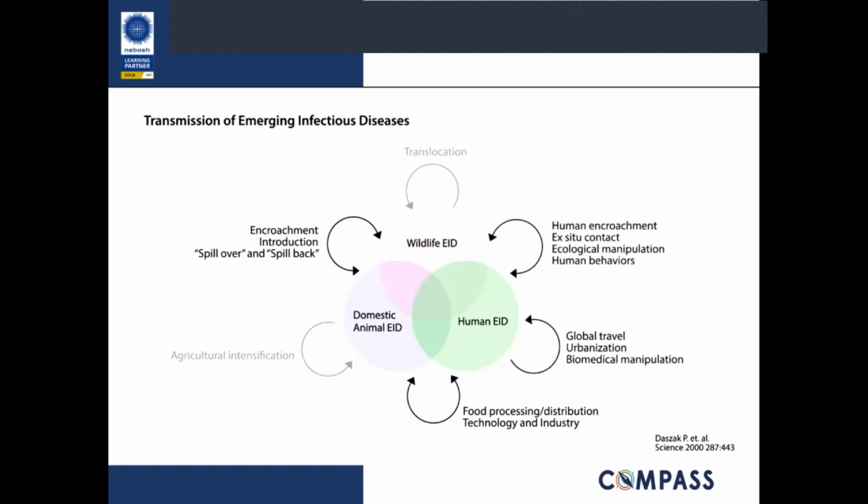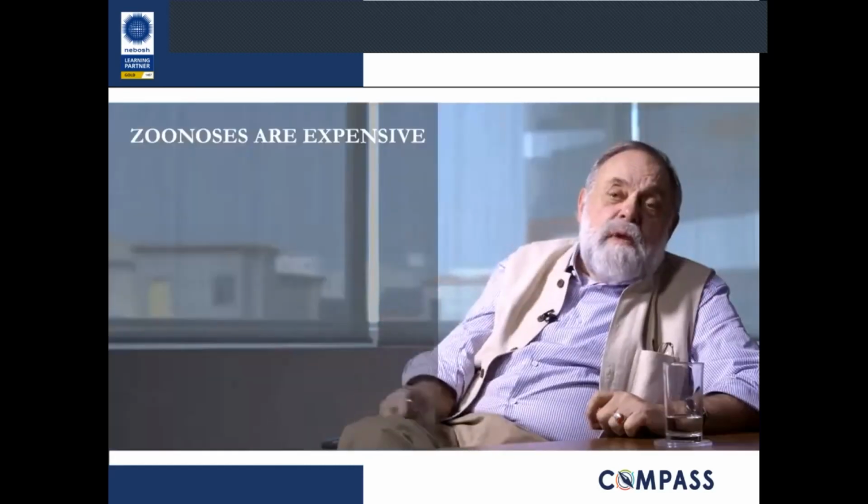So we have to break a number of these links between wildlife and domestic animals, between domestic animals and humans, and even between humans and wildlife. And so a lot of the strategies that have been developed to control zoonoses have focused on this type of diagram that we see here. All or most of the new and re-emerging diseases, not all, will in fact be related to zoonoses. So zoonoses are clearly very, very important and extremely costly.